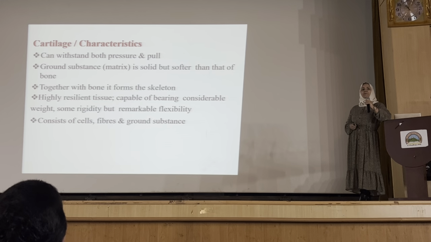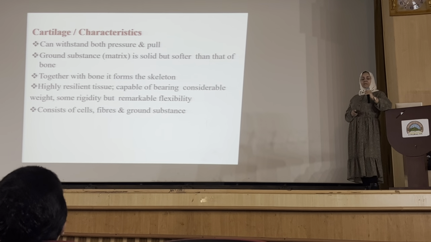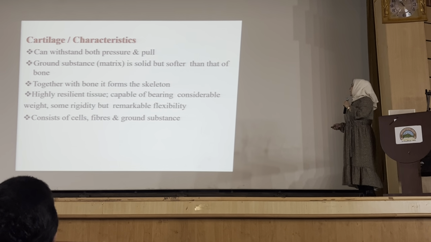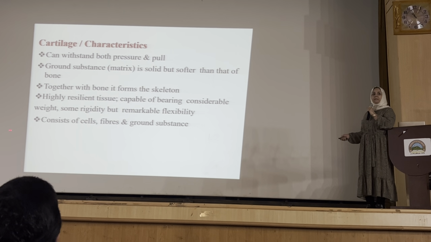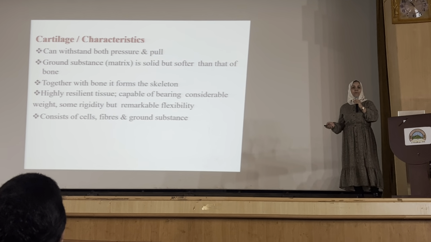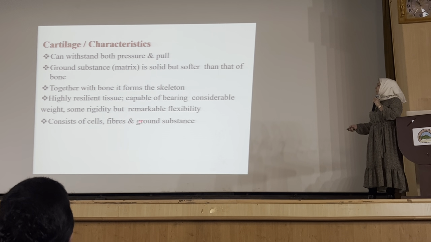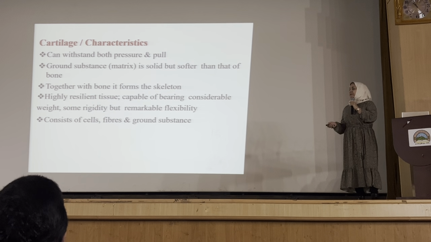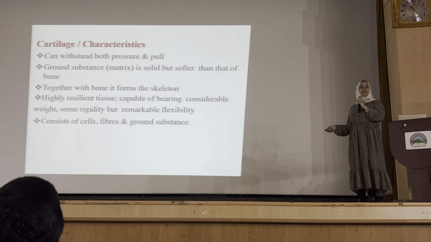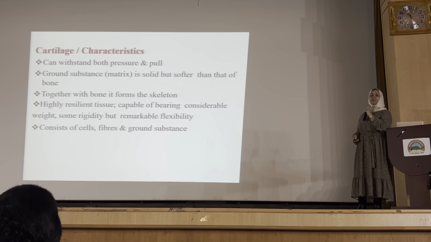It is solid to some extent. This is important histologically: it consists of what? Like any connective tissue it consists of cells, fibers and ground substance. So cells, fibers and ground substance, these are the components of the cartilage.